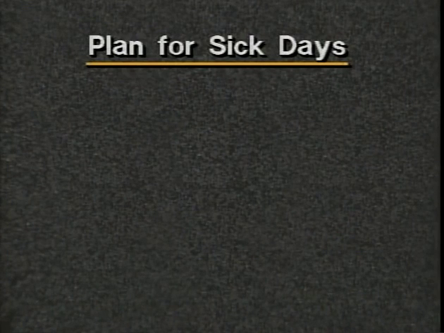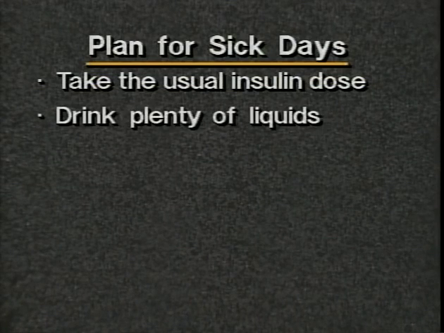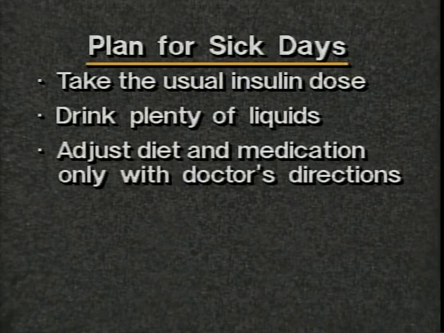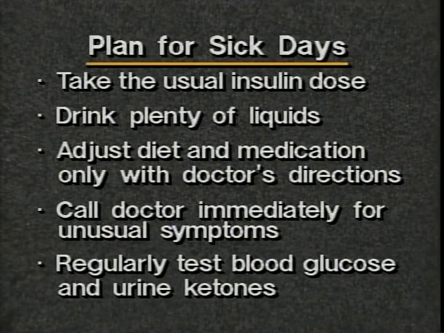Mrs. Henson would do whatever it took to prevent another episode. The nurse would teach Mrs. Henson a plan for sick days. When the diabetic is ill or has a cold or the flu, she must take the usual insulin dose, drink plenty of liquids, make adjustments in diet and medication only with the doctor's directions, call the doctor immediately if there are any unusual symptoms, regularly test blood glucose and check the urine for ketones. Ketones in the urine can be the first sign of ketoacidosis, so ketone testing is important.